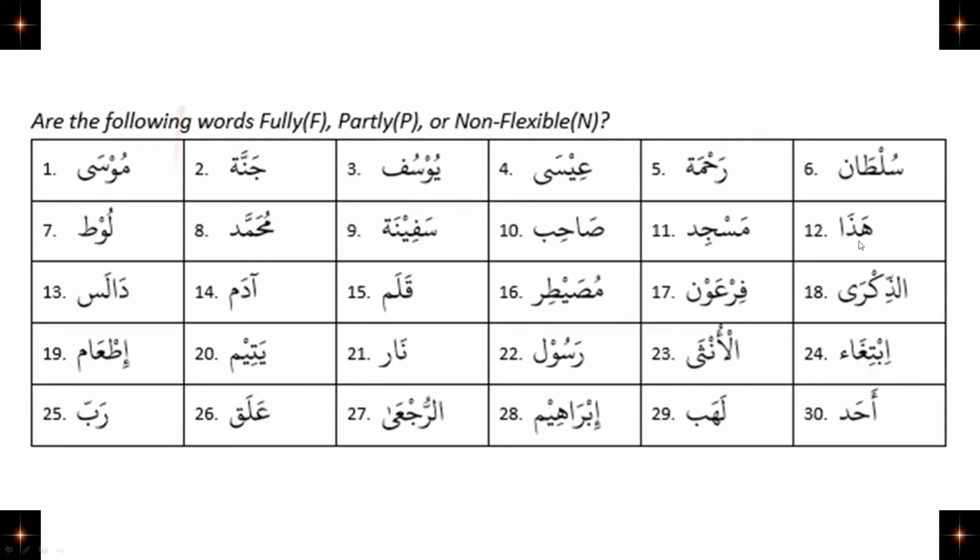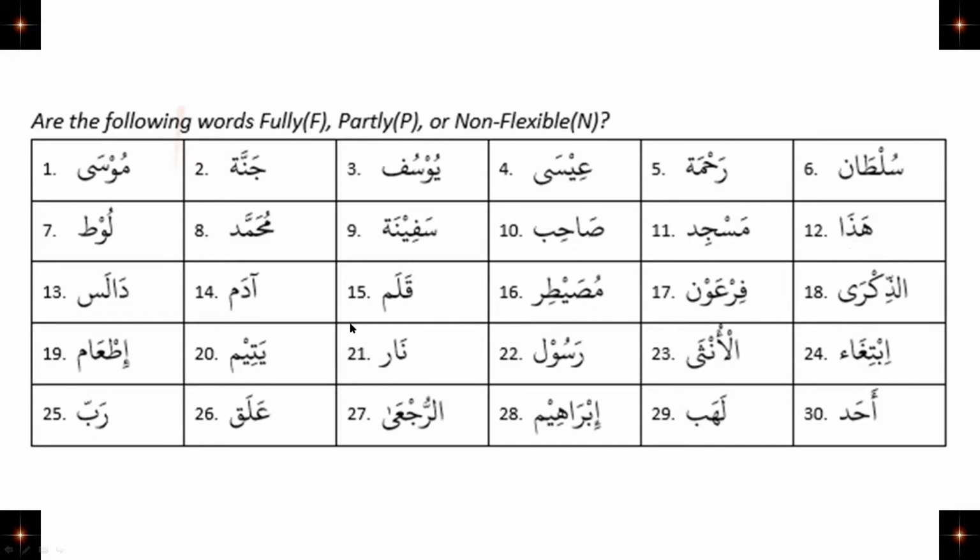Let's go to Hada, number 12. Hada, is it F, P, O or N? Hada is non-flexible. Why? Is that Ism Mosul? Are you sure? Yes, it's non-flexible. Yes, it takes one form. It's Ismul Ishara, very good. Pointer word. We call it pointer word or demonstrative pronoun. Yes, it's a pointer, Rehana.